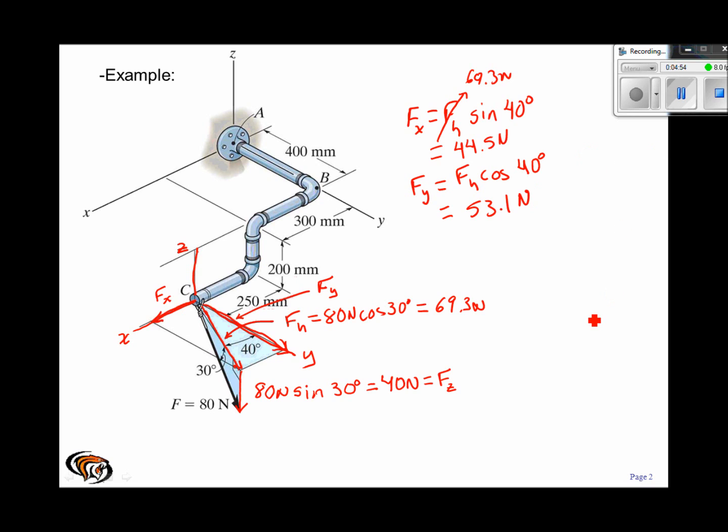Now we can write down F in vector form. So F is going to be equal to 44.5 newtons i plus 53.1 newtons in the j direction. And one item, the z component will be negative because the vector is pointing down, so negative 40 newtons. Okay.